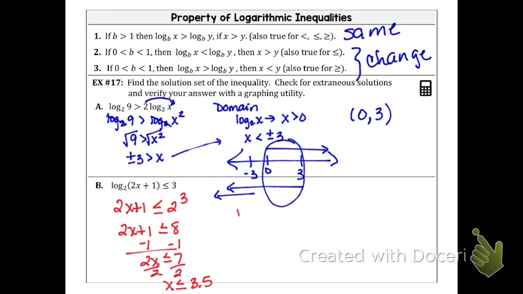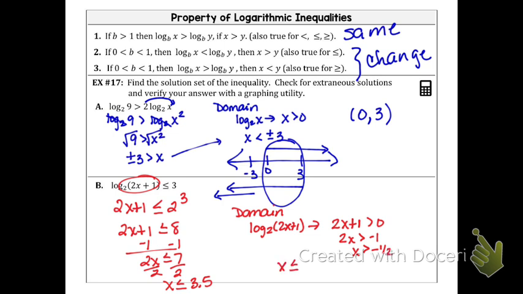All right, but you also got to remember, we got to think about the domain. So I have this log right here. So we know that log base 2 of 2x plus 1 tells us that the 2x plus 1 has to be greater than 0. So that means 2x has to be greater than -1, and x has to be greater than -1/2. But we also know we got as our answer that x has to be less than or equal to 3.5. So again, I'm just going to kind of use a number line here. So here's my -1/2. Here's my 3.5.